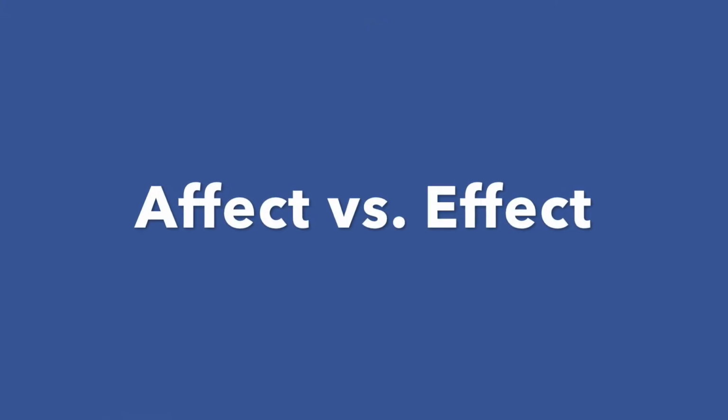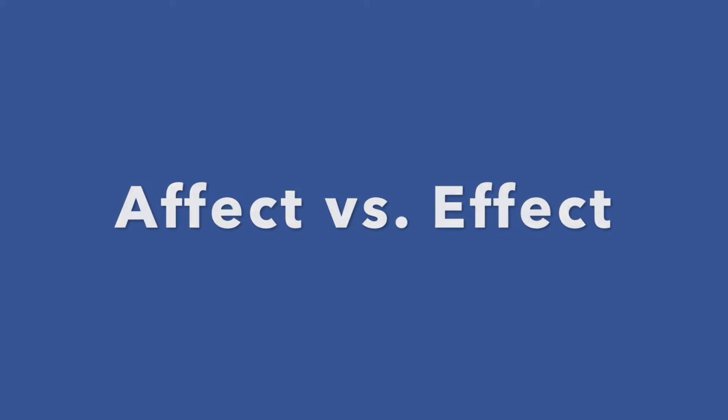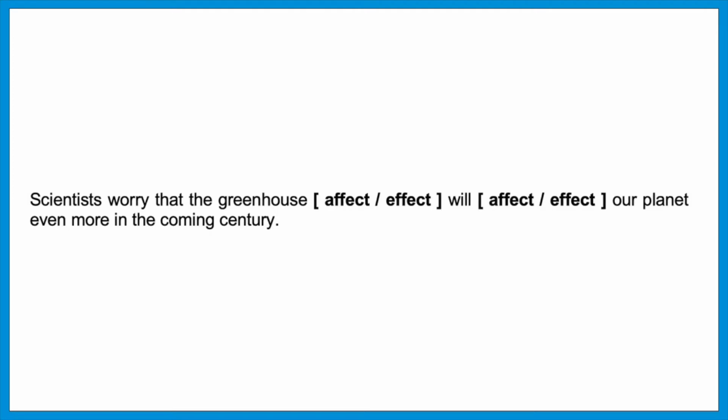Okay, now let's get to some actual grammar rules you'll see on each test, and some great tricks to help. Both the SAT and the ACT like to test the difference between affect with an A and effect with an E. Let's look at a sample question. Scientists worry that the greenhouse effect will affect our planet even more in the coming century.